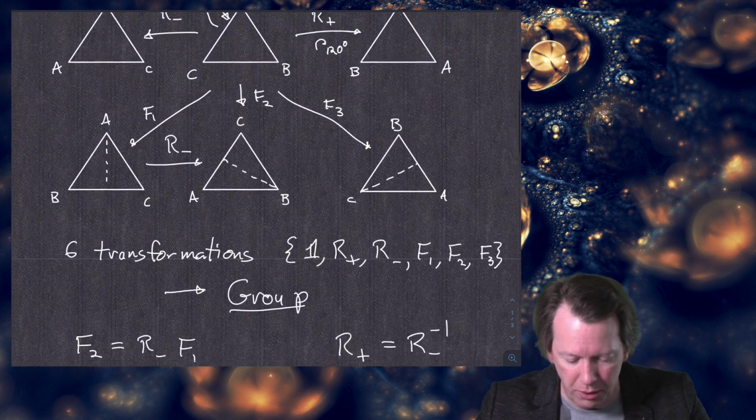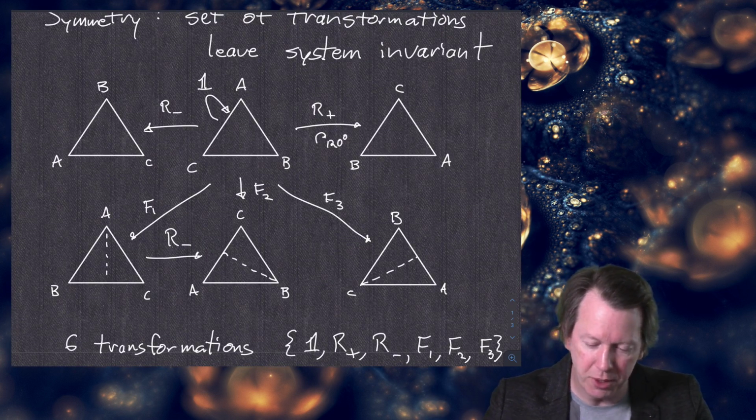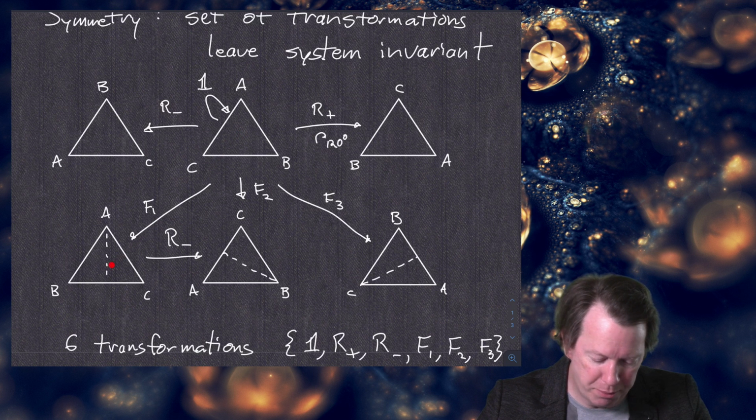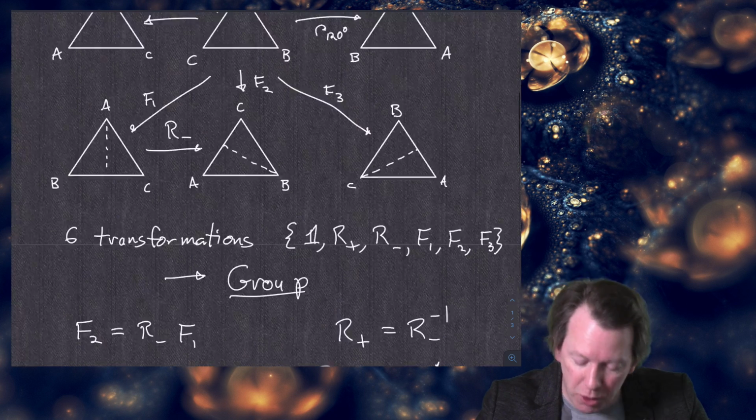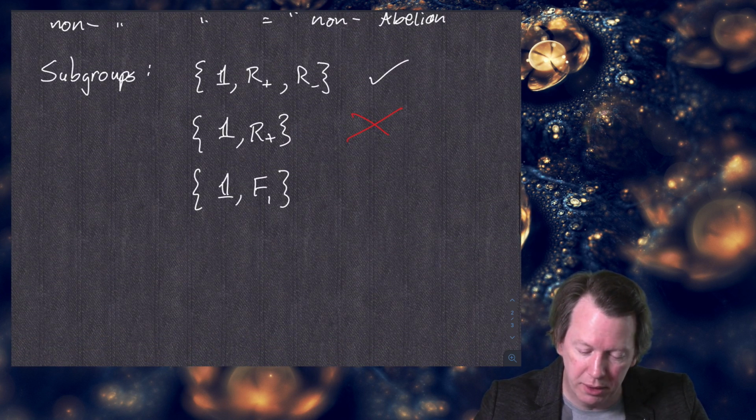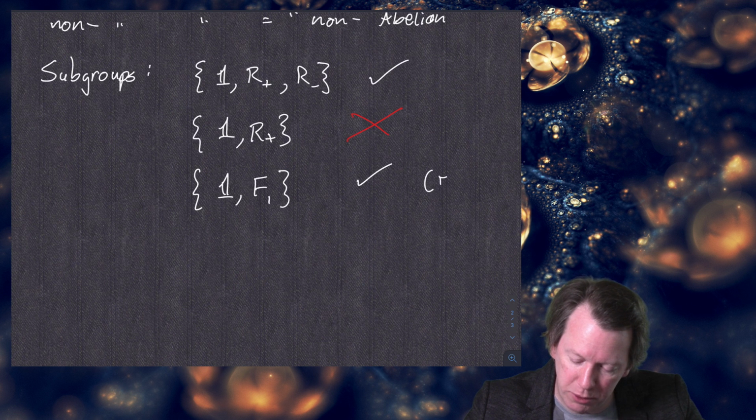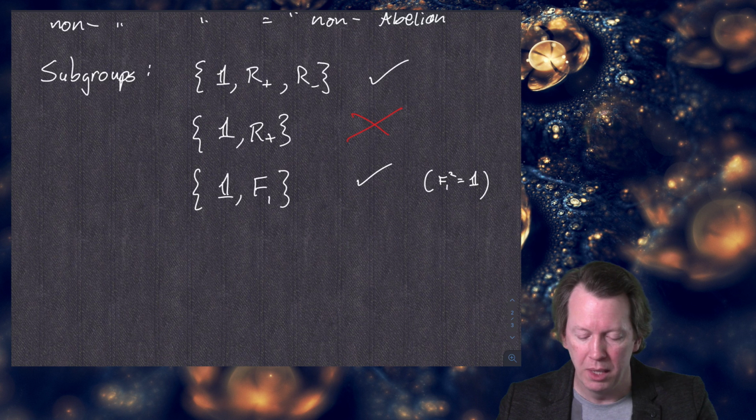Okay, well, you can go back and look. I could start here in the original triangle. I could flip it by f1. If I flip it again, I just get back to where I started. So indeed, this is a perfectly good subgroup, because f1 squared equals the identity. That's all you really need to know.